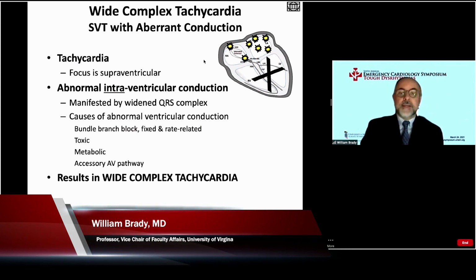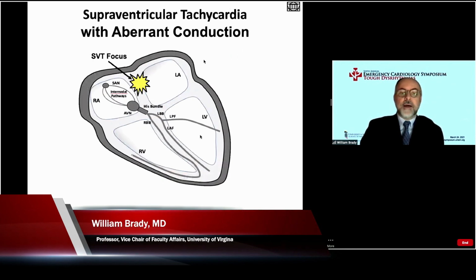SVT with aberrant conduction is a tachycardia with a focus in the supraventricular area. Okay, SA node, AV node, atrial tissues, somewhere supraventricular. And the QRS complex is widened because of some abnormality of conduction in the ventricle. A bundle branch block, which is either a fixed pre-existing entity or perhaps a rate-related bundle branch block. You can have toxic effects. You can have metabolic effects. And of course, in the uncommon situation, you can have accessory atrioventricular pathway issues such as in Wolff-Parkinson-White syndrome. But the supraventricular focus coupled with abnormal conduction in the ventricle results in a wide complex tachycardia.